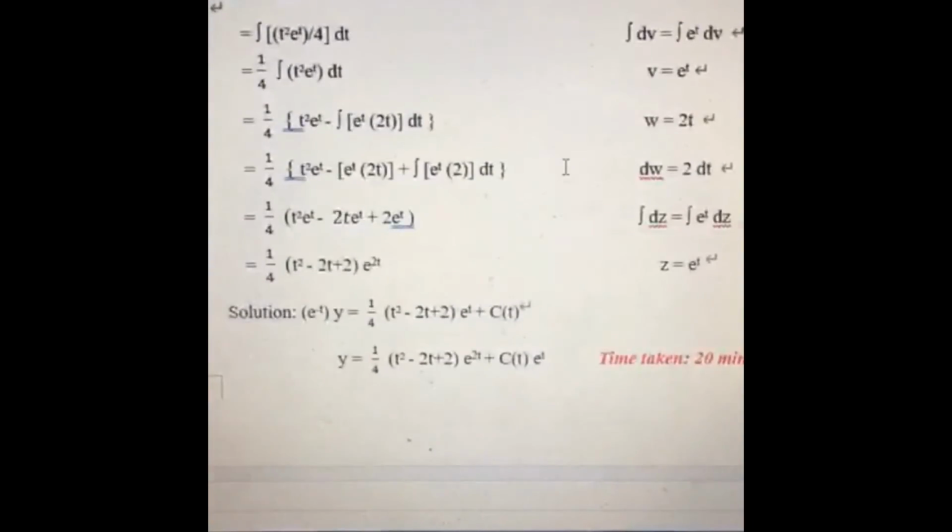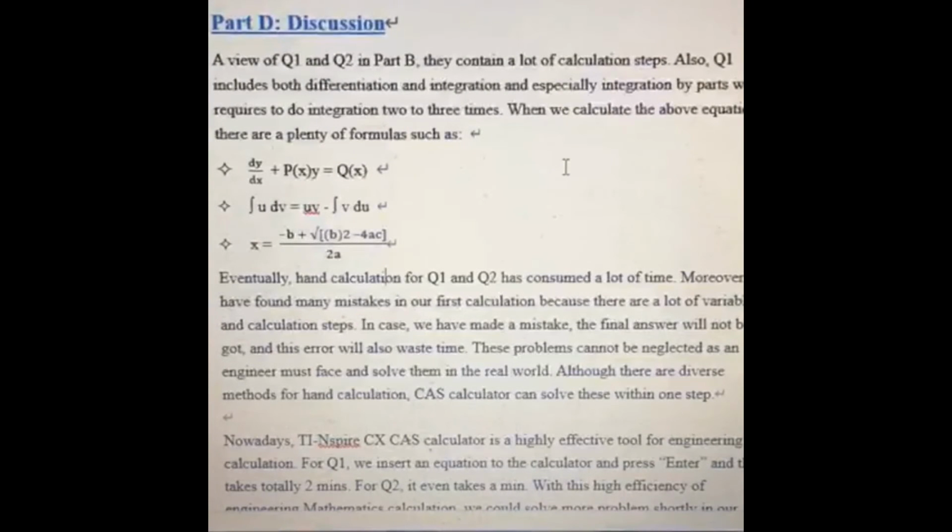With this high efficiency of engineering mathematics calculation, we could solve more problems shortly in our daily life or the working environment in order to enhance the average productivity.